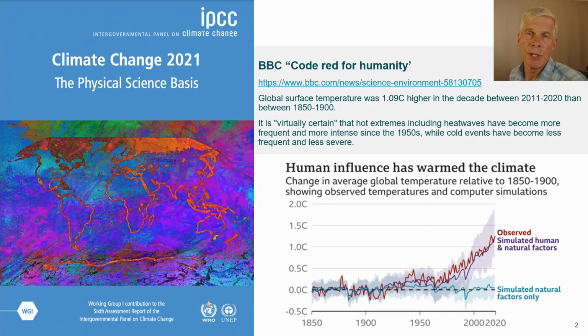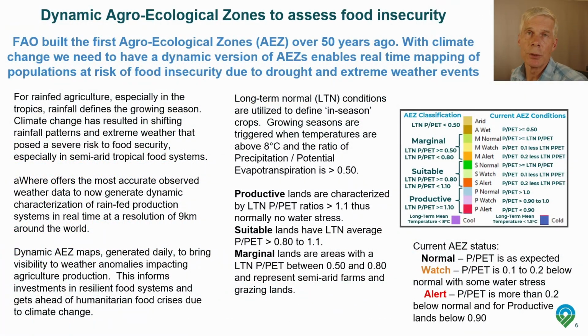Last week, the IPCC introduced its assessment report, number 6, that highlighted the fact that weather variability is increasing due to our warming atmosphere. And the BBC highlighted this by calling it Code Red for Humanity, in which collectively we need to come together to reduce greenhouse gas emissions to reduce the pace at which temperatures in our atmosphere are increasing. We are very excited, though, to introduce this new index to help us translate all of this information into an actionable food security assessment tool that operates in real time.